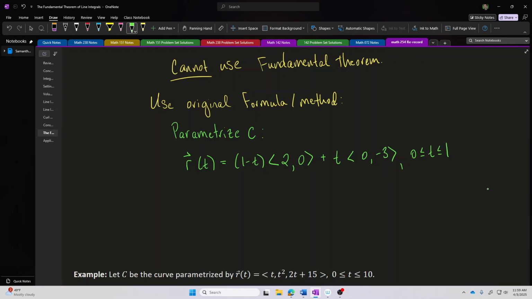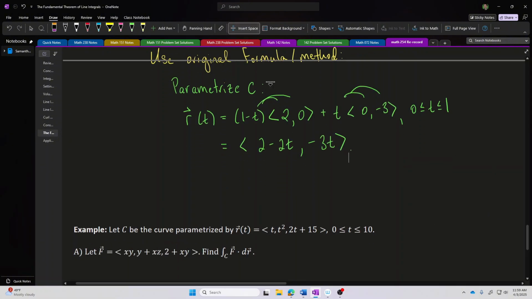And then if we simplify this result by distributing and then combining the first components and the second components, what we get is 2 minus 2t in the first component, from 2 times 1 minus t and 0 in the back. And then the second component after simplification looks like negative 3t. So here is our parameterization for our line segment.